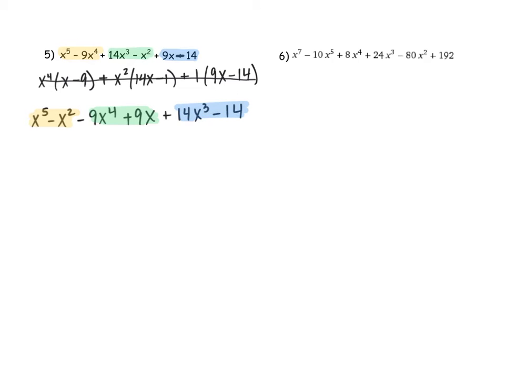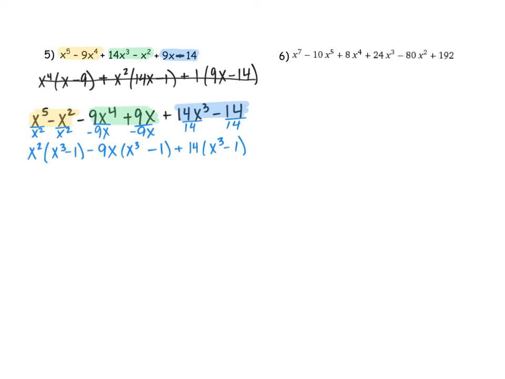and combine our GCFs. So for the first 2, my GCF should be x squared. And when I divide each piece by x squared, I get x to the 3rd minus 1. My GCF for my second 2 terms is negative 9x. Don't forget that negative there. So when I take out a negative 9x, I'll be left with x to the 3rd minus 1. And then my last 2 terms, I'm going to take out a GCF of 14. So I'm left with x to the 3rd minus 1.